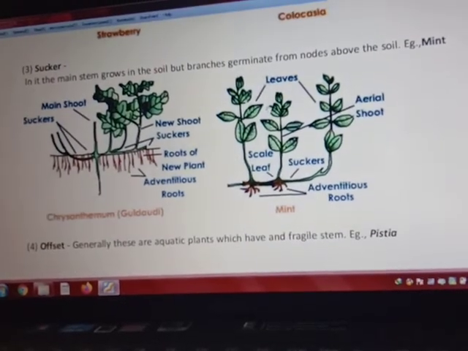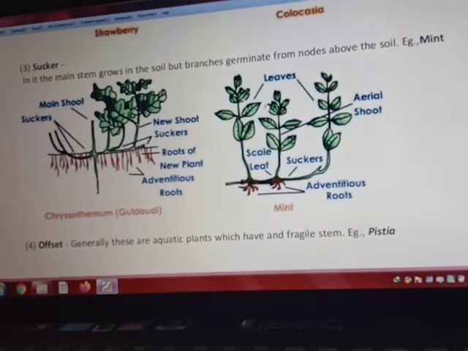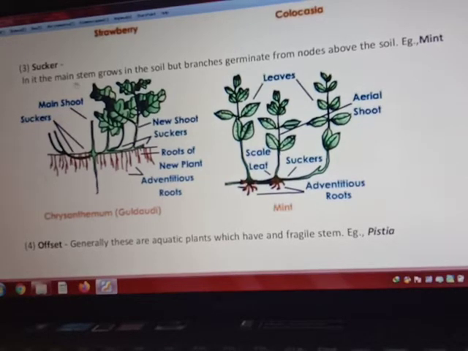So then is the sucker. After runner, stolon, then is the sucker. So you should know what is the main difference between runner, sucker and stolon. This question is very important. Sucker, it is the main stem. What are suckers? It is the main stem that grows in the soil. Okay, it is the main stem.